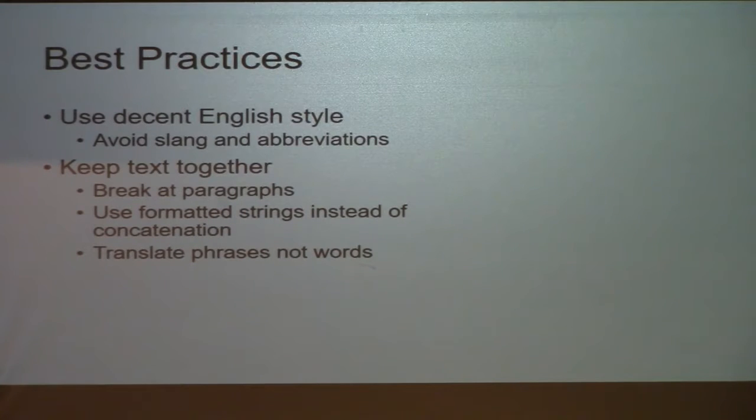So break it into paragraphs, but use formatted strings instead of concatenation. For example, if you have an image that needs to go between two sentences, don't translate one sentence, then the image, and then translate the other sentence. Use formatted strings to just pop that image into the middle of those two sentences and add a comment for the translators to say, hey, this is an image, it's a WAPU image, it's gonna be awesome, just leave it there.